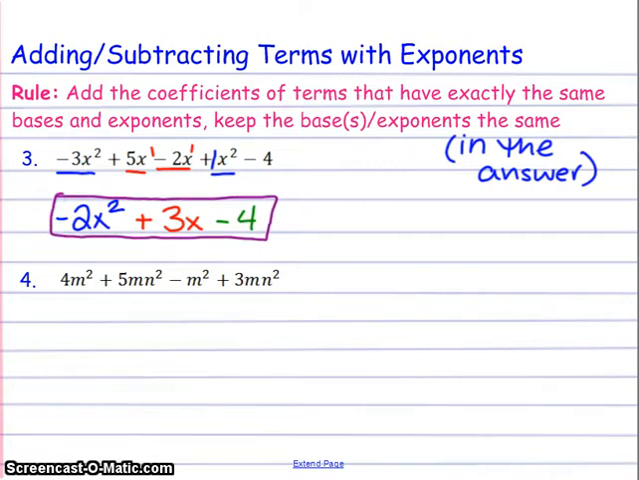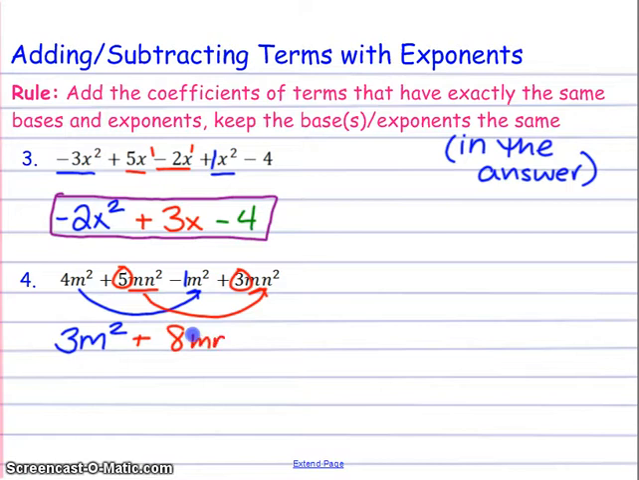In number 4, I've got a couple of bases in each term. In my first term, I have an m squared, and I look over here and see that there's an m squared here as well. So I can add together my 4 and my negative 1 and get 3m squared. Next, I see that I have 5mn squared, and over here I have an mn squared. So I can add together my 5 and my 3, and I can say plus 8mn squared.